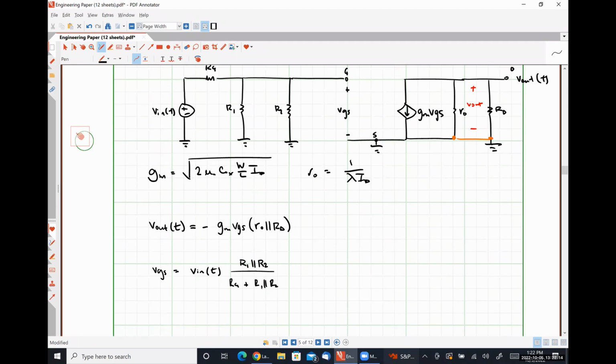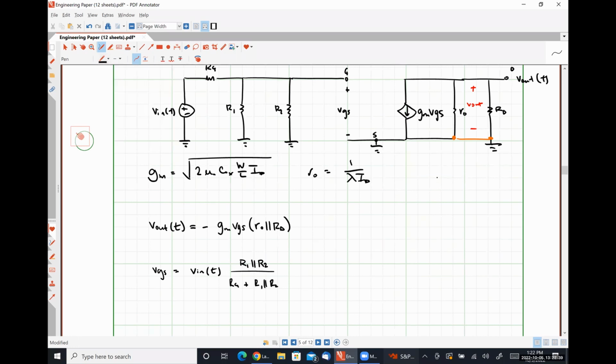If we want all of our input signal to actually be amplified by this thing, what does that necessitate? R1 in parallel with R2 needs to be much larger than our gate resistance. Otherwise, we are truncating the signal that we are applying to be amplified. Okay.